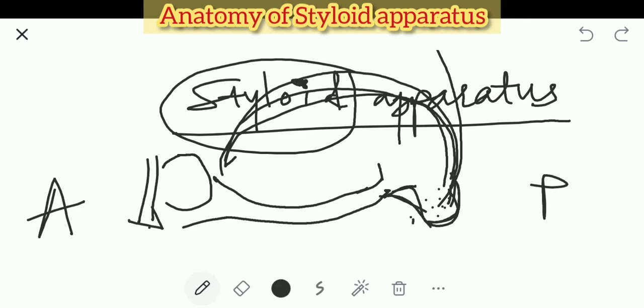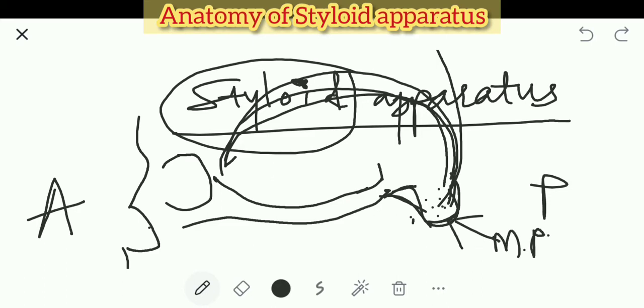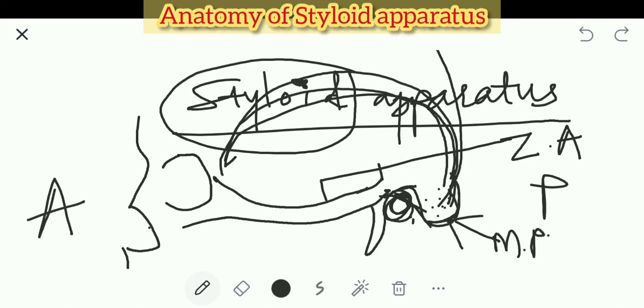One second, I will draw it a little bit nicely. Now this zygomatic arch, hope you understand. This is the mastoid process, MP. This is the zygomatic arch, ZA. At the end of the zygomatic arch and anterior to the mastoid process, here you have nothing but the opening of your ear. And just medial to it on the inner aspect, you have the styloid process, which is a spine-like structure. Are you understanding?